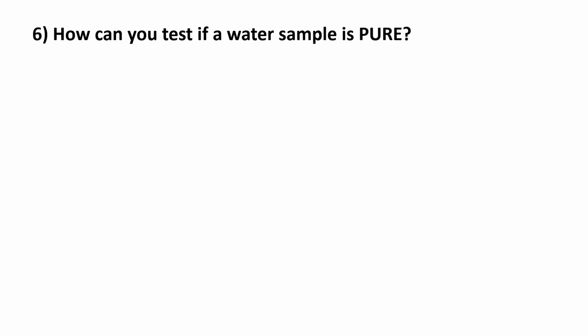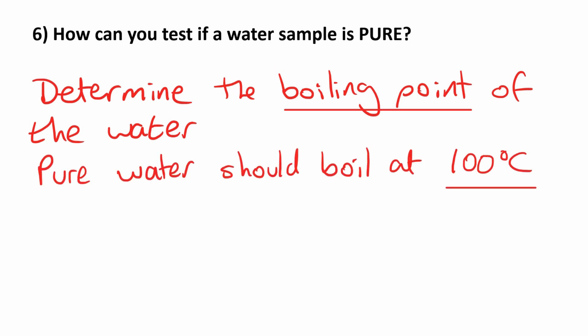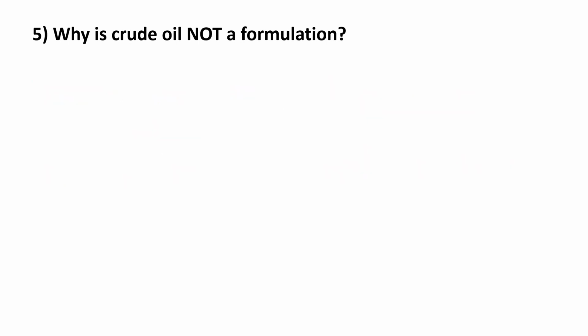Number 6. How can you test if a water sample is pure? Well, first you need to determine the boiling point of the water, and pure water should boil at 100 degrees C. So now we're into the top 5.